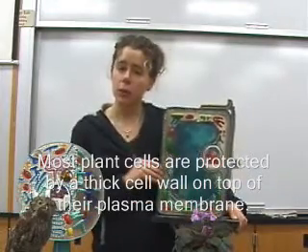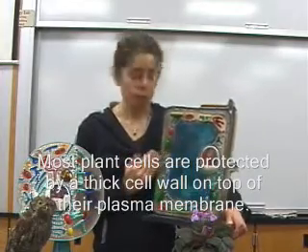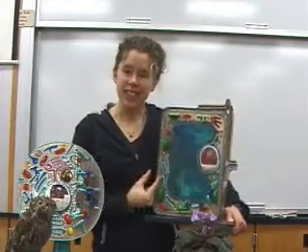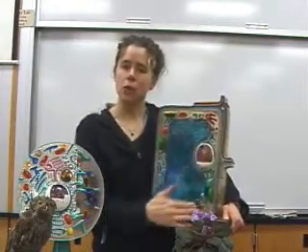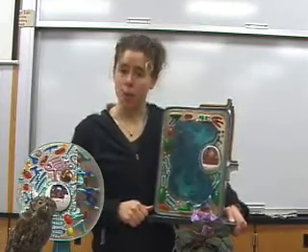We'll be back later this quarter to think about how these provide an extra layer of protection. For now, know that plant cells have both a plasma membrane and a nice, thick, regular cell wall on top, on the outside of that plasma membrane.